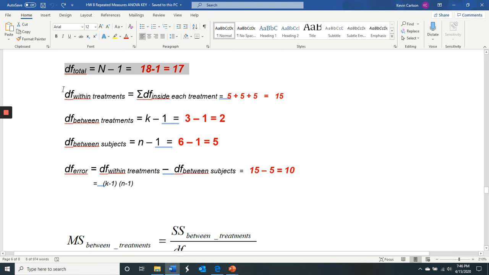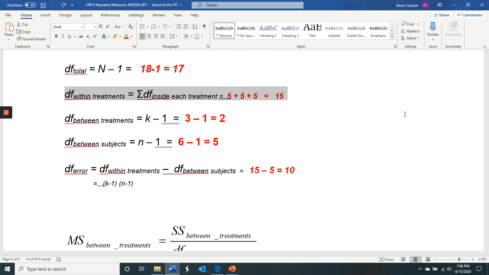Degrees of freedom within treatments, that is just simply adding up the degrees of freedom within each of the treatment groups. So there's 3 of them. And in each group, we have 6 people. So our degrees of freedom in each treatment is 6 minus 1 is 5. So we can just add 5 plus 5 plus 5 is 15. Or we could say that the degrees of freedom is 5 and we have 3 groups. So 5 times 3 is 15.